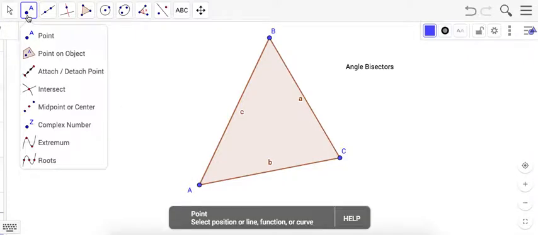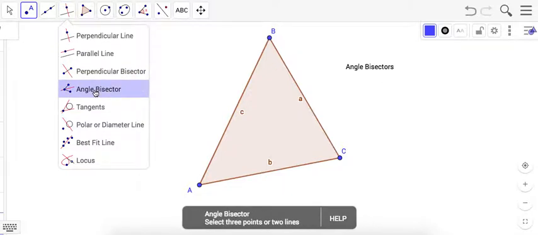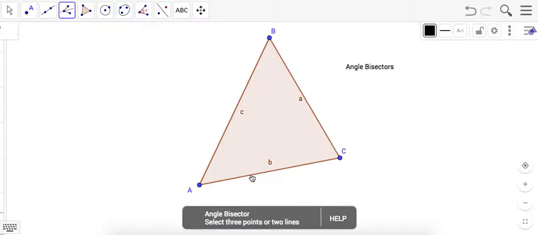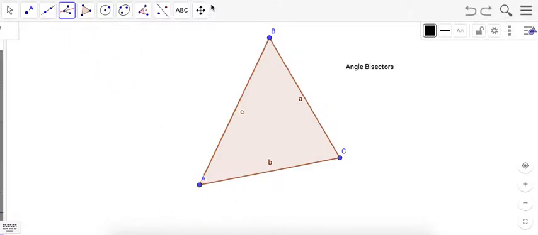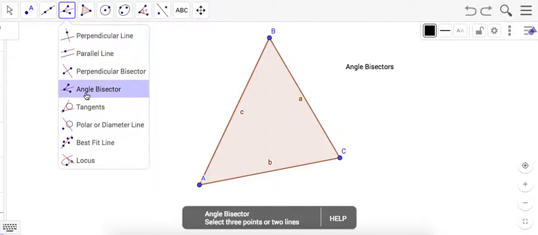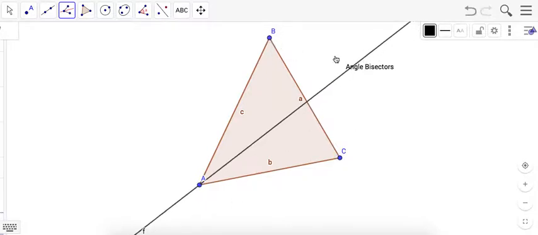GeoGebra makes life a little easy for us. It actually has an angle bisector option. Angle bisector, it says select 3 points or 2 lines. So I want to bisect between this side and this side. There it goes. If you notice, it gives me this other one here. If, instead of doing it based on the 2 lines, we were just to go from C to A to B, it'll only give us that one.